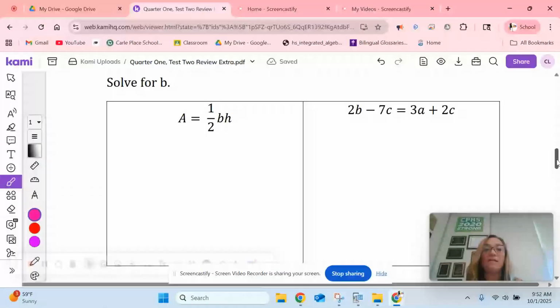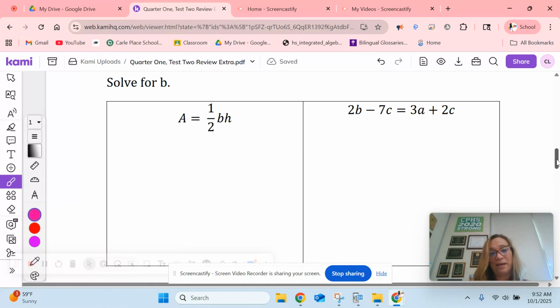Okay, solving for B. So I know that this is hard, and what I would definitely do is I wouldn't really focus on what the answer looks like, because the answer is not checkable. I would focus on, did I do the right thing? And doing the right thing would be, did I combine the like terms? Did I use inverse operations? So they want me to get B alone, which means I want the 1/2 to go away and I want the H to go away, because I want the B to be alone.